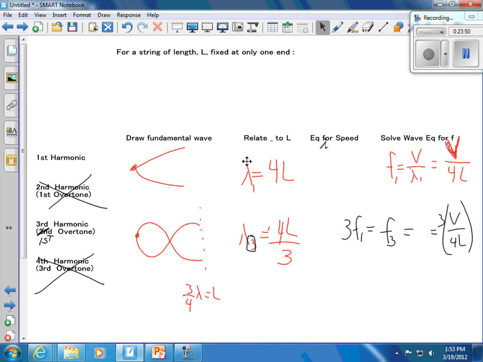And the math shows you why. When you compare lambda to L, you do not end up with a frequency that's twice as great as the original. And a second harmonic has to have a frequency that's twice as large. Now, you don't need this equation, but the lambda of the nth harmonic would be 4L over N for a string fixed at only one end. But if you're going to memorize a formula, memorize the other one for the string fixed at both ends.